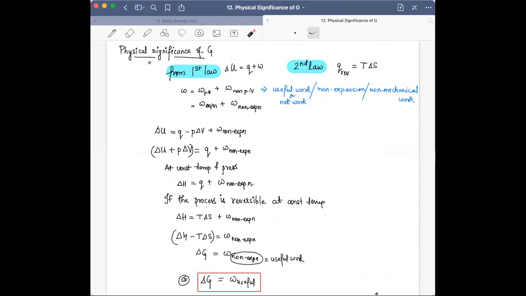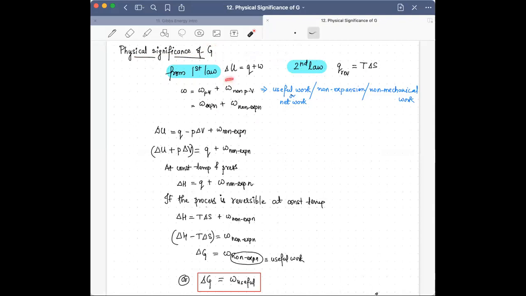Good morning. In today's video, we are going to talk about the physical significance of the Gibbs energy. In order to understand that, we are going to make use of the two available laws which we have studied, the first law and the second law. And here I have started by writing their mathematical form.